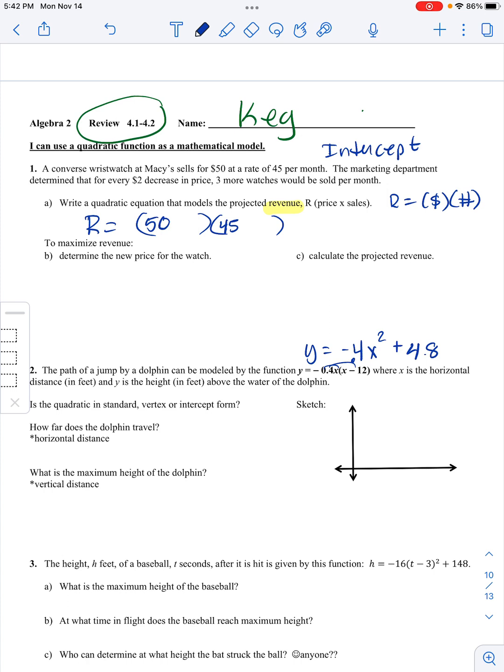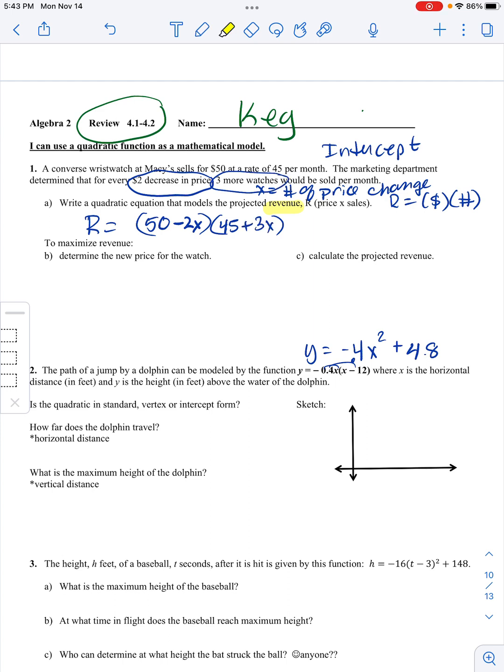The marketing department determined that for every $2 decrease in price, now keep in mind, in these, x is always representing the number of price changes. Should you decrease the price once, twice, 3 times, $2 each time? So if you're going to decrease, you're going to subtract 2 times, however many times you make that change. But as you decrease the price, it says 3 more watches were sold. That would add to the number that you sell.